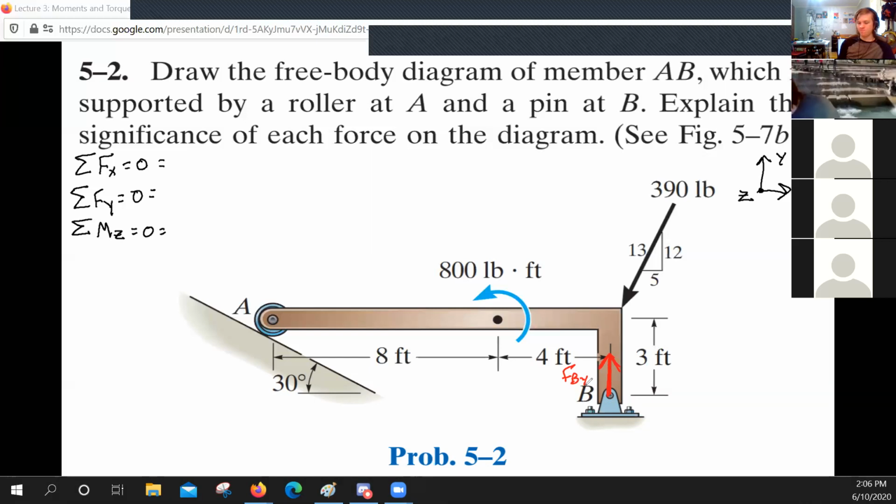What's another one? Wouldn't there also be FBX because pin joint has X and Y forces? Yes, there would. So FB of X. Okay, and there's one more force that needs to get added to this diagram. There'd be FA of Y because the roller joint has one single point force perpendicular to the connected piece. Yes. In fact, in this case, it's a little weird.